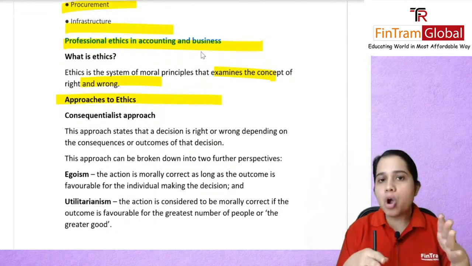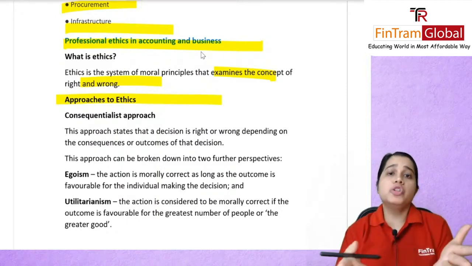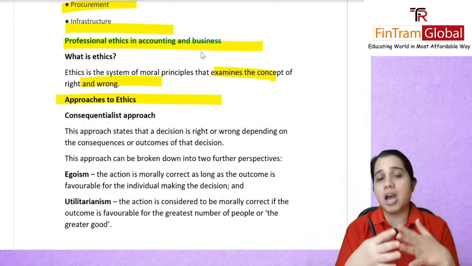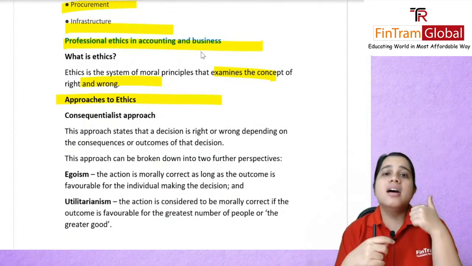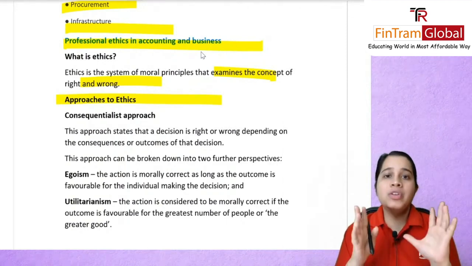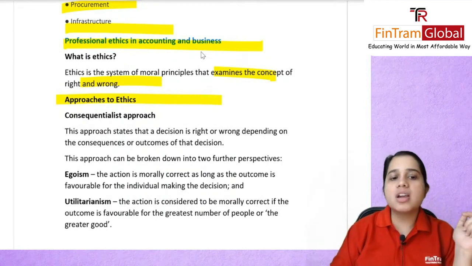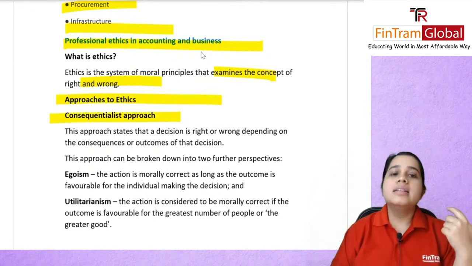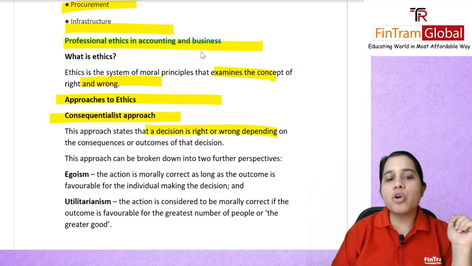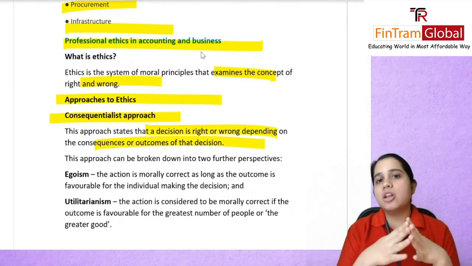In broad terms, we covered various theories, and there's one more term which you could get, apart from these terms: teleological. These are those people who will again say that it depends on the consequences. The consequentialist approach states that a decision is right or wrong depending on the consequence. So they are also known as teleological.